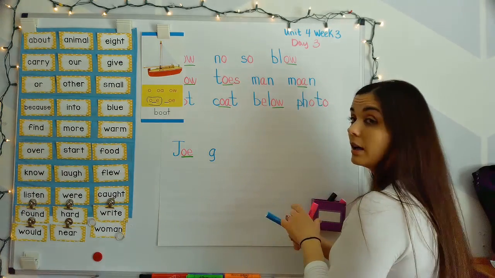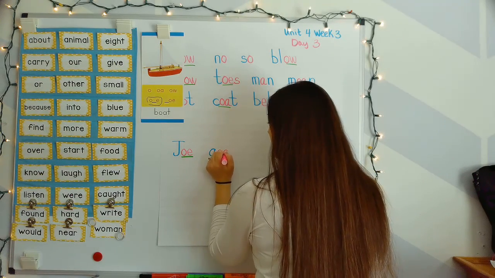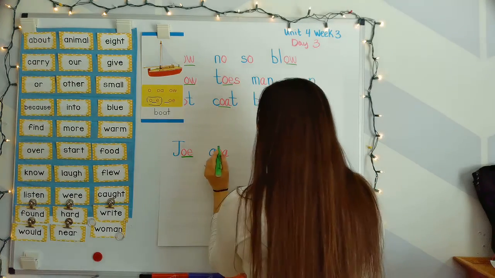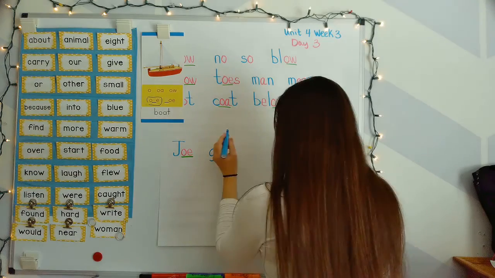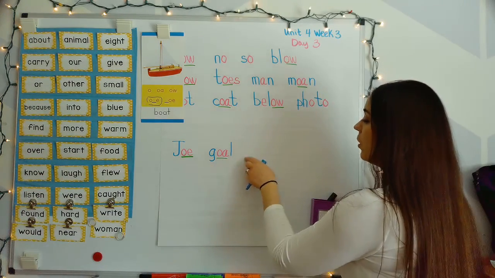G says ga. O-A, vowel team, working together to say that long O sound. Ga, O. L says ol, ga, ol, goal.